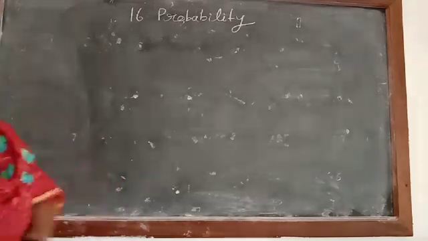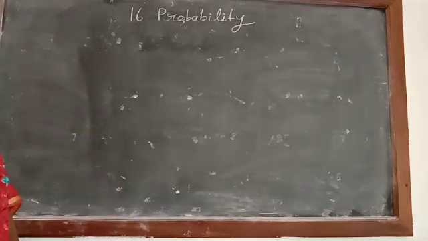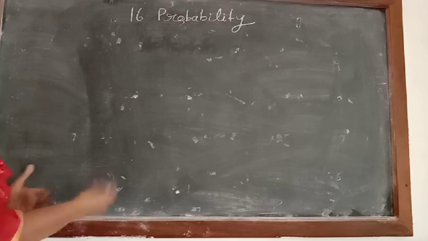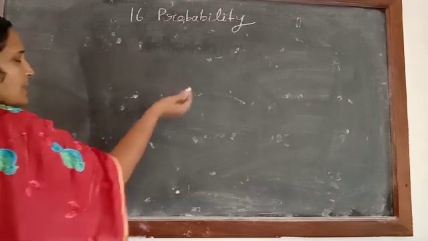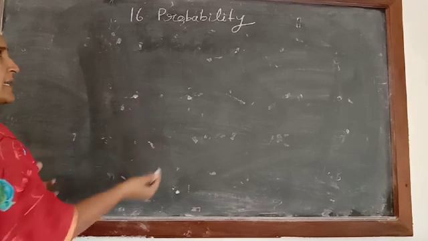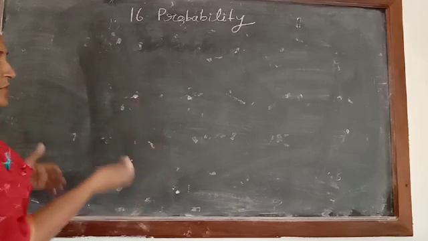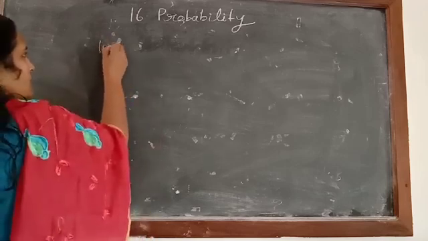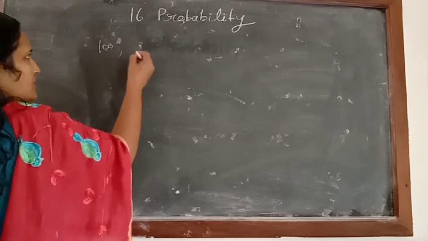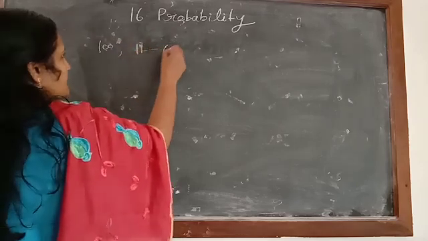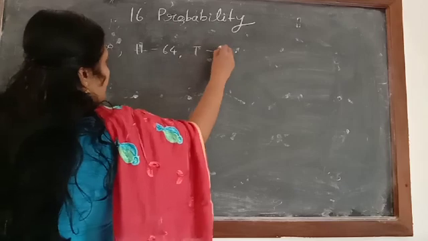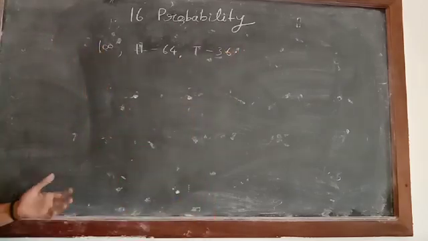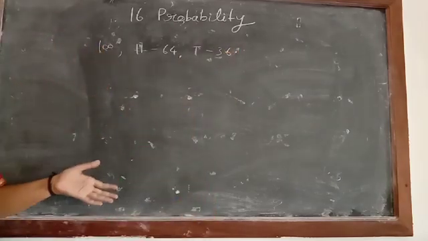There are two methods to calculate the probability of an event. First is what? We will do the experiment. We'll perform the experiment and write down the outcomes. Suppose you toss a coin 100 times and head occurs 64 times and tail occurs 36 times. So what you did? You performed the experiment.